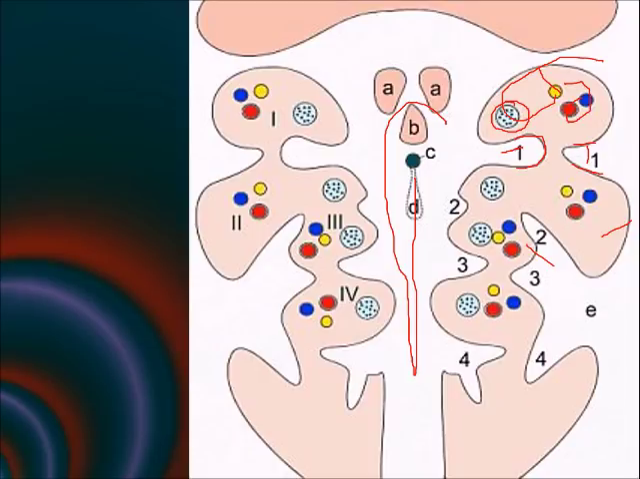The first arch is called the mandibular arch. The second arch we call the hyoid arch. The first arch cartilage is called Meckel's cartilage. The second arch cartilage is called Reichert's cartilage.